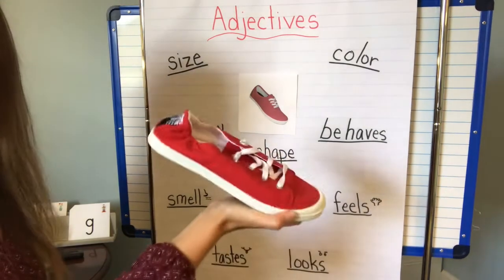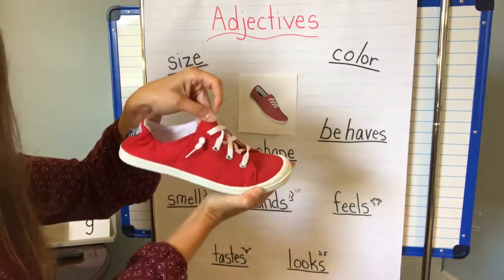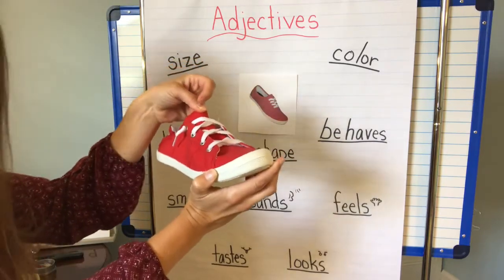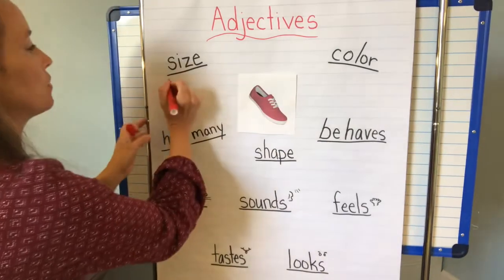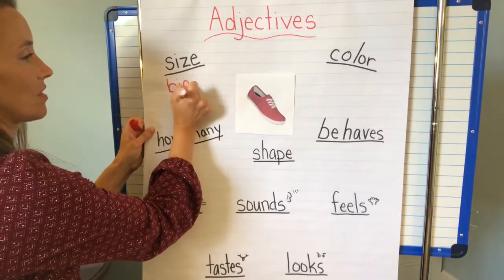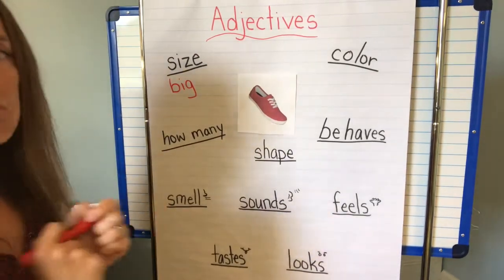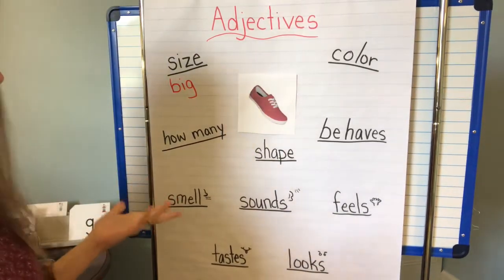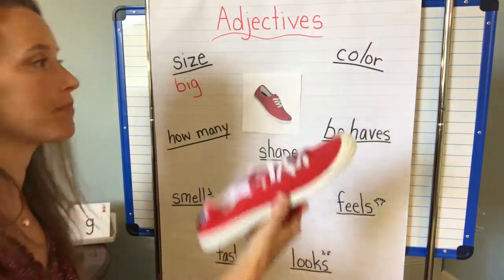Well, what could we say about this shoe? Well, for some of you, if you went to wear my shoe, you'd say it's kind of big. Okay, so big is a word that describes size. Now, we can also use other size words, big, small, medium, huge, gigantic, depends on what we're describing. So for my shoe, it's just kind of big.